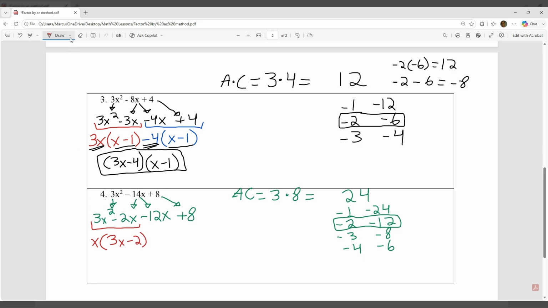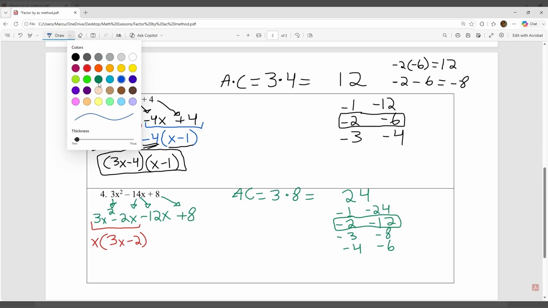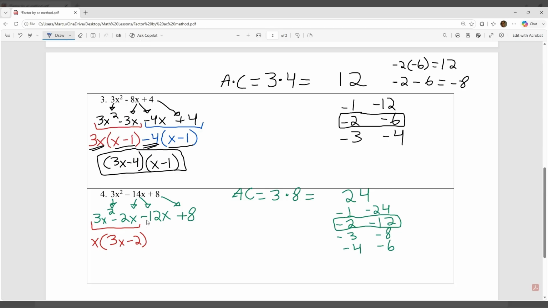And then we switch to blue team. Make sure you underline the last two terms. Again, leading term is negative. Make sure you pull out the negative. 12 and 8 GCF is 4. So you're going to pull out a negative 4. Divide both terms by negative 4. And you're going to be left with 3x minus 2.